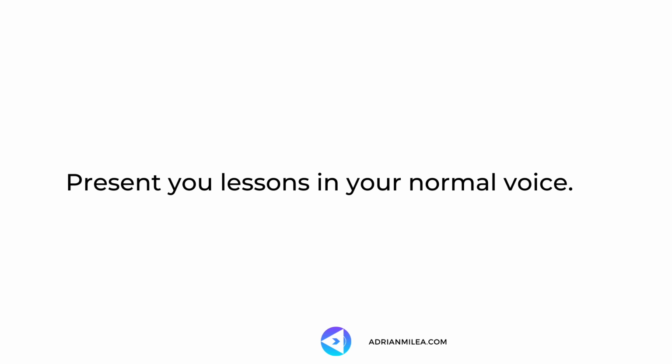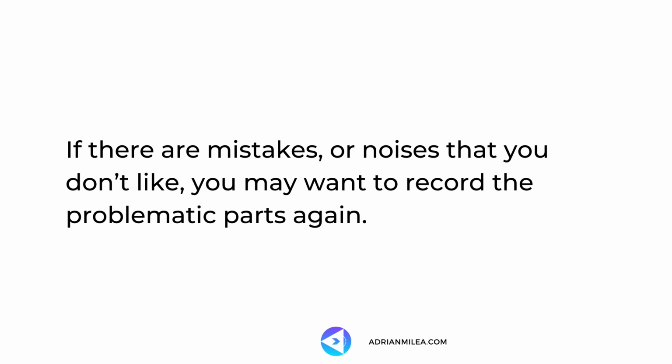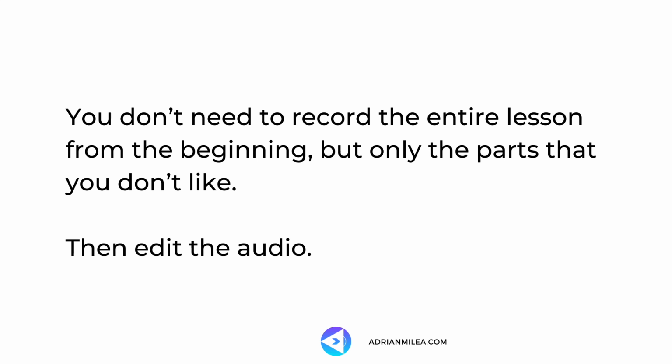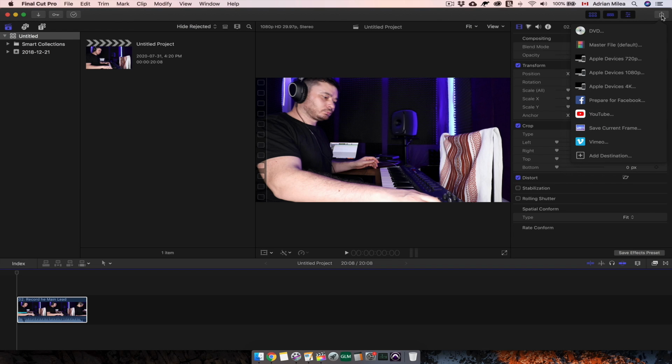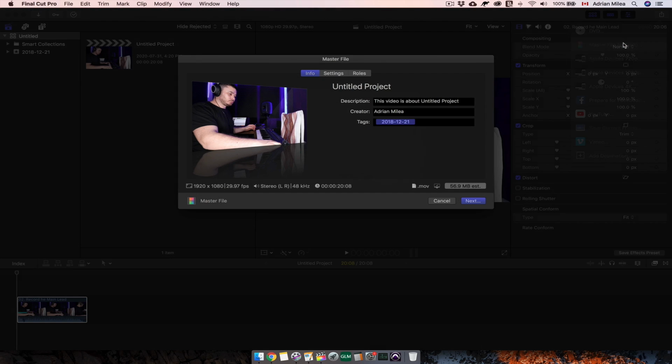After you record the audio for a lesson, listen to the result, and if there are mistakes or noises that you don't like, you may want to record the problematic parts again. You don't need to record the entire lesson from the beginning, but only the parts that you don't like. Then edit the audio. So, I talked about the settings you have to use when creating a video editing project.